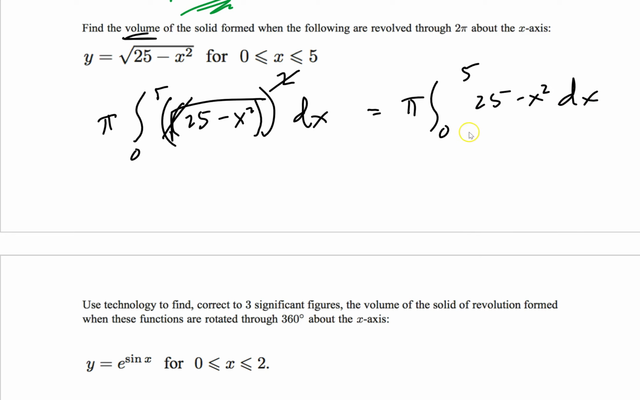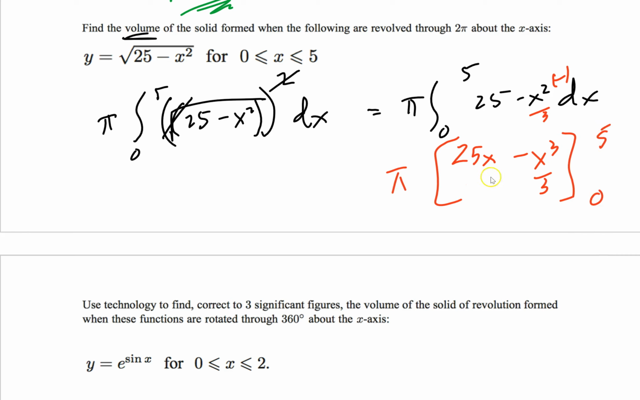So now I'm going to integrate it. Remember, that's the power rule, so add an x there, because it's a constant. Here, add 1 divided by any power. So minus x cubed over 3. Again, the pi's on the outside, and we're doing limits from 0 to 5. And again, that's just like arithmetic. Plug in 5, plug in 0, subtract, get your answer.